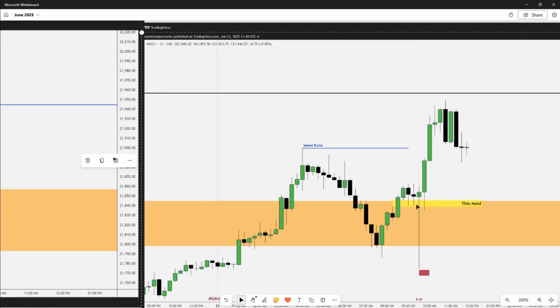So looking at the aftermath, you can see price wicked outside of it, came back in the range, ran up higher, eventually taking out this high.